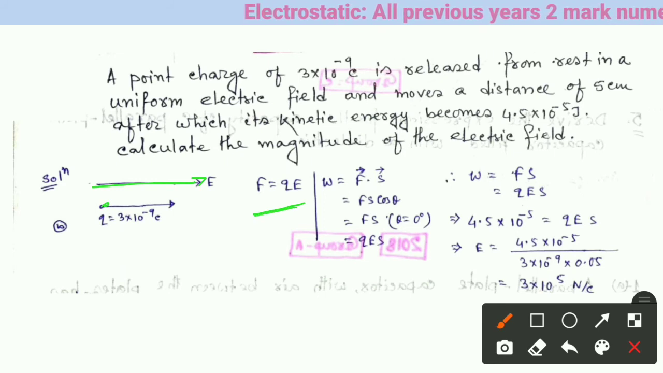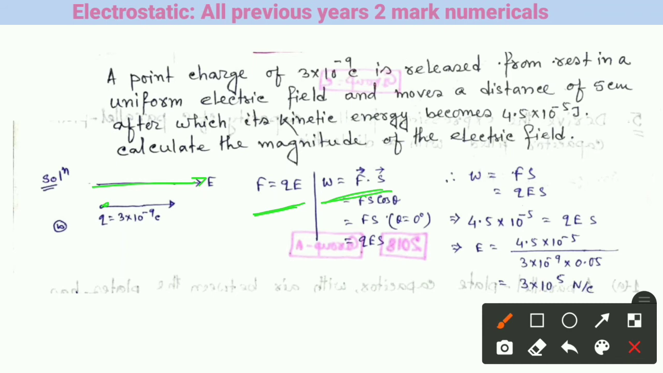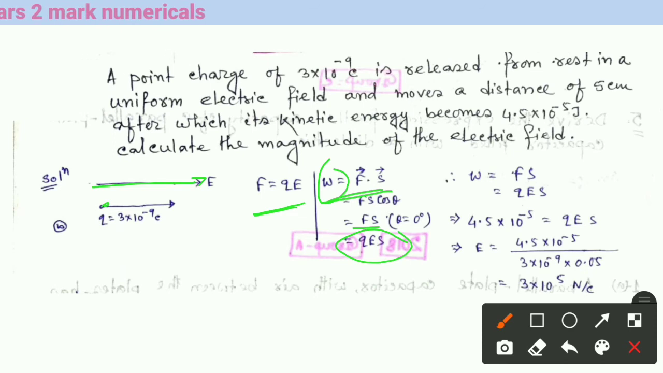Again we know that work W equals force into distance. So F s cos theta. Here theta is 0 because force and displacement are in the same direction. So cos theta equals 1. So this is Fs. Now F equals qE. So we can write W equals qE into s. So here is our equation, W equals qE into s.